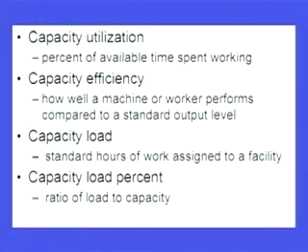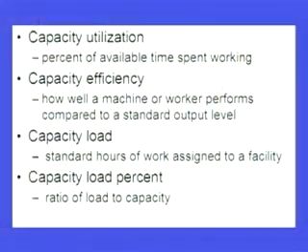Then the capacity load, standard hours of work assigned to a facility. Now, we have a facility and then we assign certain work to it depending upon the rated capacity of that machine or service. So, capacity load is the standard hours of work assigned to that facility. Similarly, capacity load percentage is given by the ratio of load to capacity. Capacity load we already know, and capacity load percentage can be easily found out when we know the load and we know the capacity. So, the ratio of load to the capacity will give us the capacity load percent.